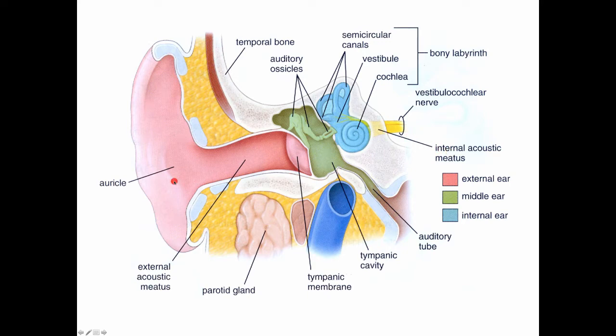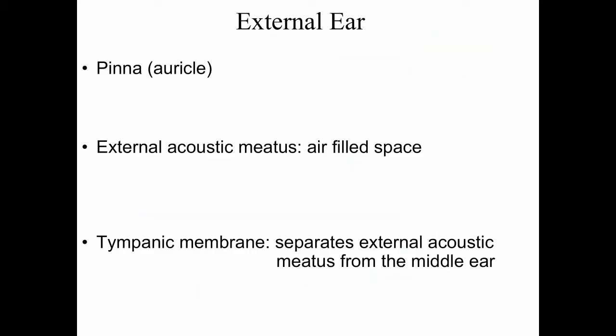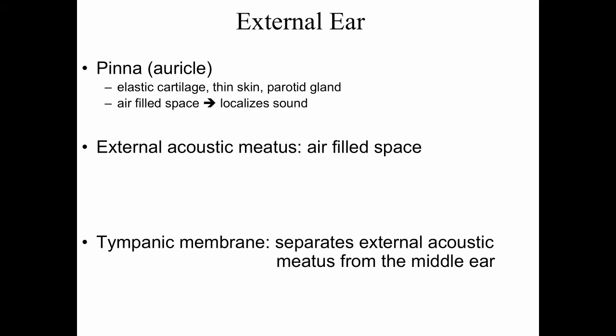You remember that the term meatus means opening, and the external acoustic meatus is just an air-filled channel. The internal acoustic meatus is where the vestibulocochlear nerve passes. The external ear has several components. There's the pinna, the external acoustic meatus, and the tympanic membrane. The pinna consists of elastic cartilage overlaid by thin skin, and oftentimes you'll see associated with it the parotid gland. As we said, this is an air-filled space and it functions to localize sound.